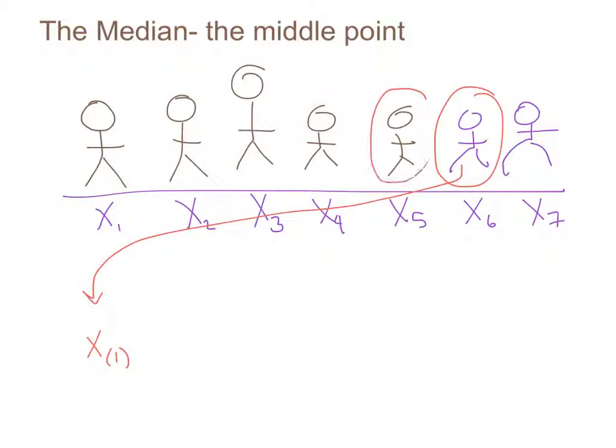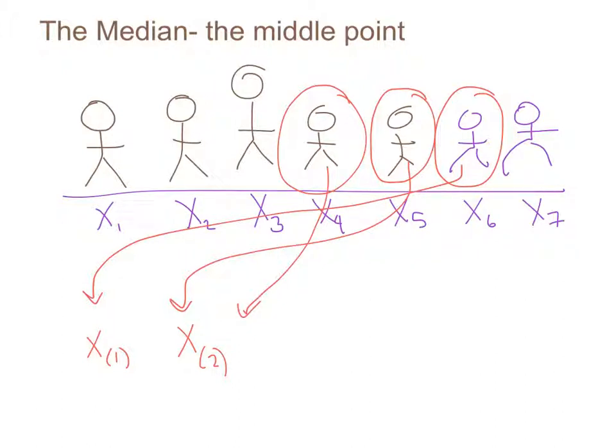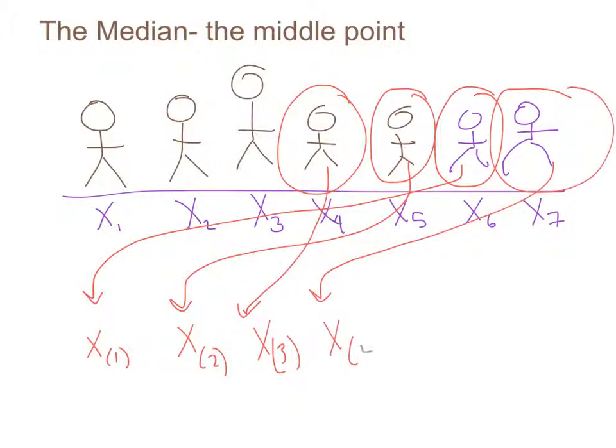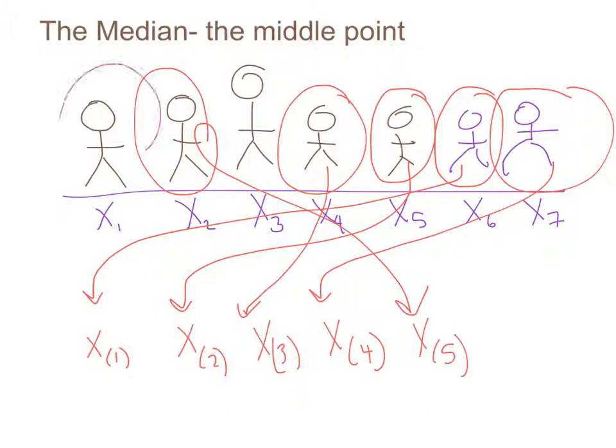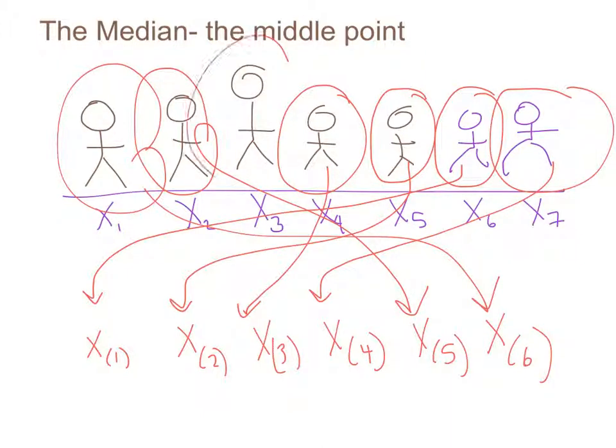Then this X5 now becomes over here and becomes X2. And this guy right here is X3. And then maybe this person here is X4. And then this person right here moves in line over here as X5. And then this person is X6. And I've ordered these all by height. There's X7. And now I want to know, where's the median?